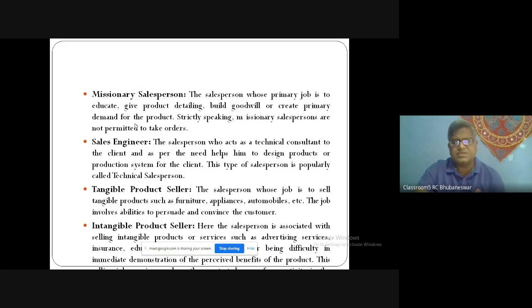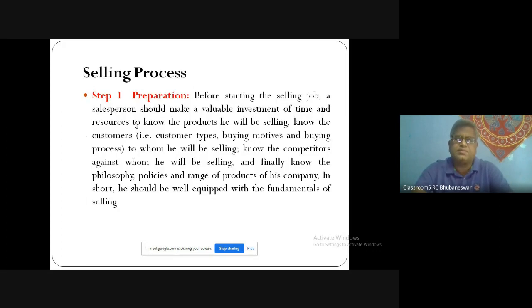And there are tangible product sellers also, where you can see and touch the product, such as furniture, appliances, and automobiles. These salespersons sell products which you can see, touch, and convince customers about, through furniture sold, appliances sold, or automobiles also. And sometimes there are intangible product sellers. If you talk about intangible products, the best example is selling insurance products, where a particular salesperson is associated with this selling. That is called an intangible product seller.